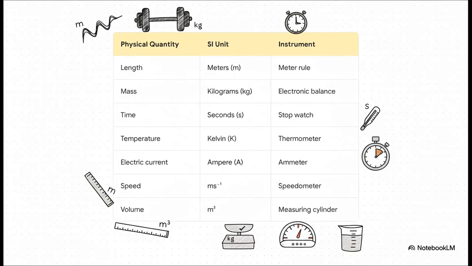Think of this table as our Rosetta Stone for physics. On the left, you've got the quantity itself, the concept, like length or mass. In the middle, you have its official scientific unit, what we call the SI unit, like meters or kilograms. And over on the right, you've got the tool you'd use to measure it. These are really the basic nouns of our new language.